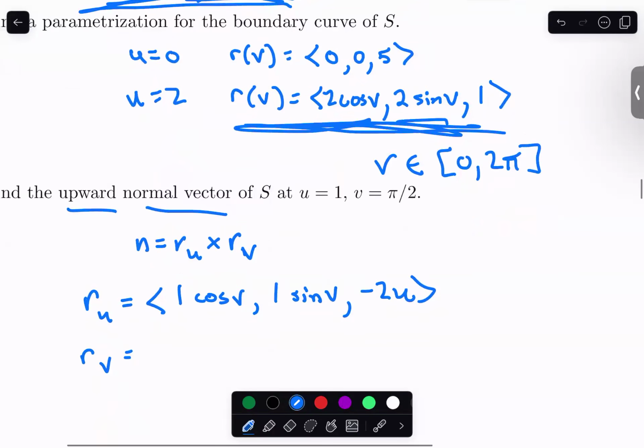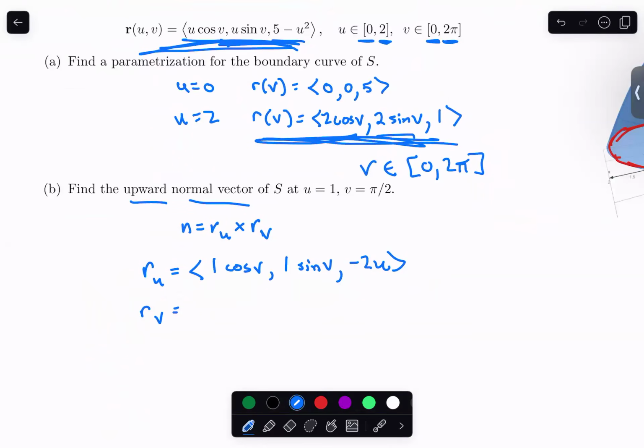With respect to v, what am I going to have? The u's along for the ride, and when I take the derivative of cosine, I'm going to get negative sine v. Likewise here, the u's along for the ride. When I take the derivative of sine, I'm going to get cosine v here. Lastly, 5 minus u squared doesn't have any v's. It's all constant with respect to v. So when I take the derivative, I'm going to get 0.